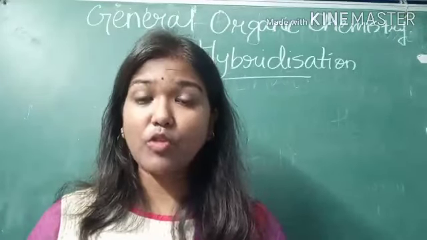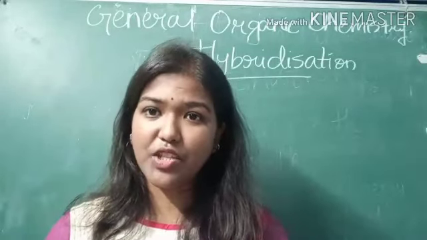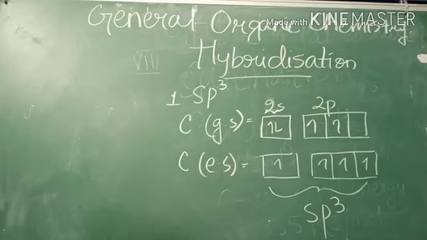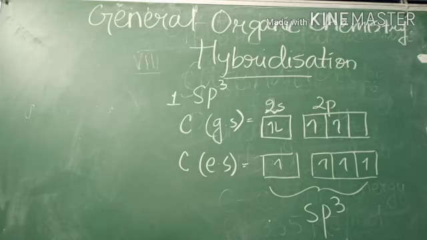Now we will discuss a very important topic: hybridization of carbon. As you can see, the first type of hybridization is sp3. Here in the ground state there are 2 electrons in the 2s orbital and 2 electrons in the 2p orbitals. But in the excited state there is 1 electron each in 2s and 2p. So we can see that in the excited state 1 s and 3 p orbitals are involved. So this kind of hybridization is called sp3 hybridization.